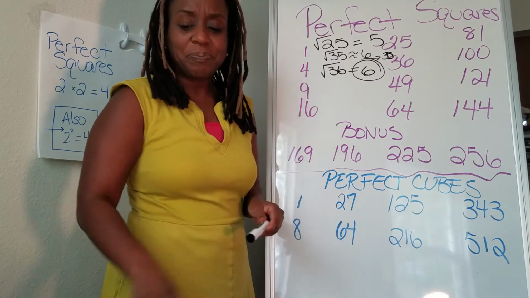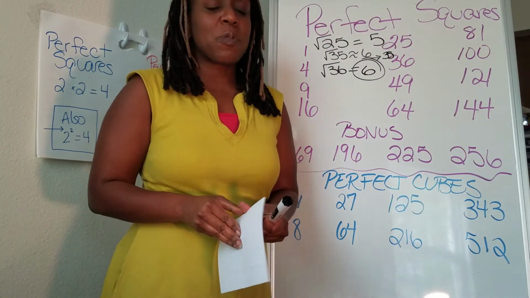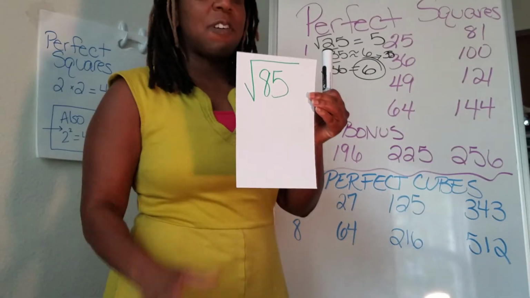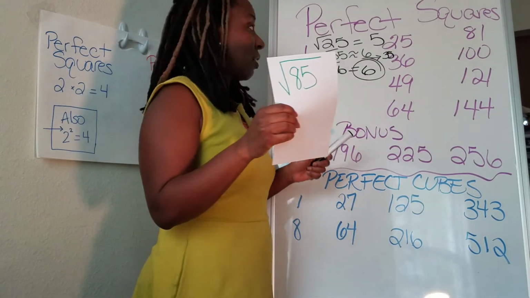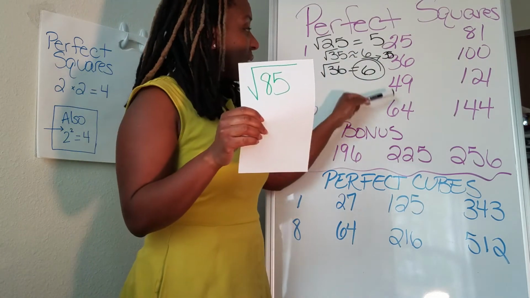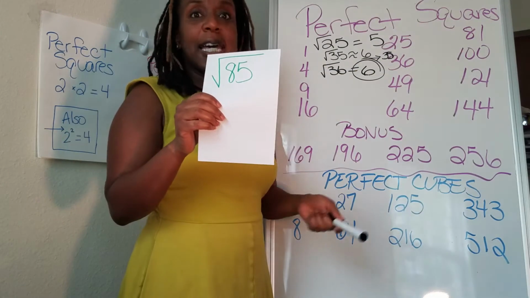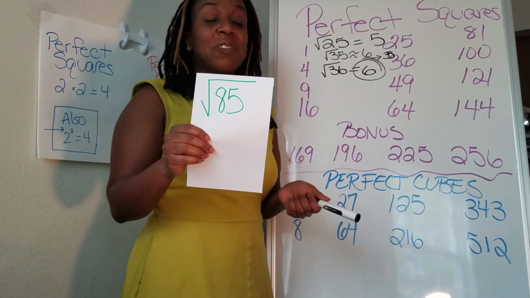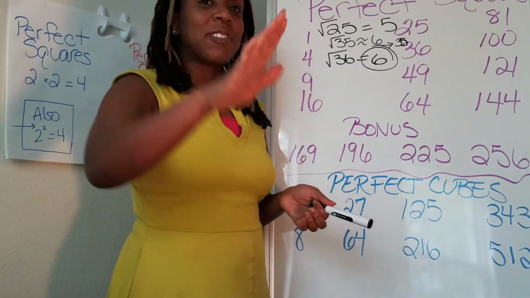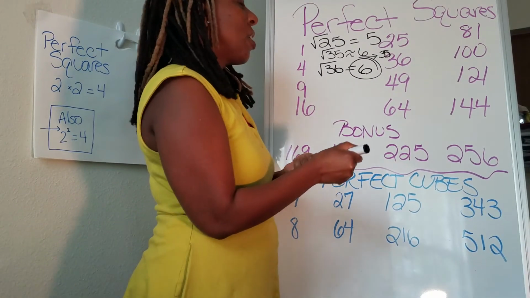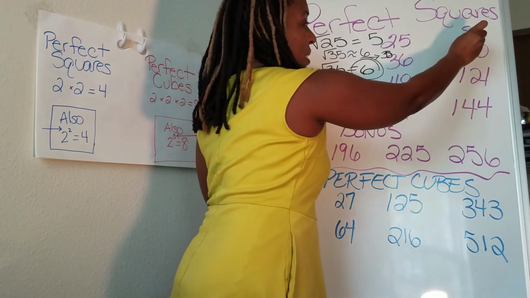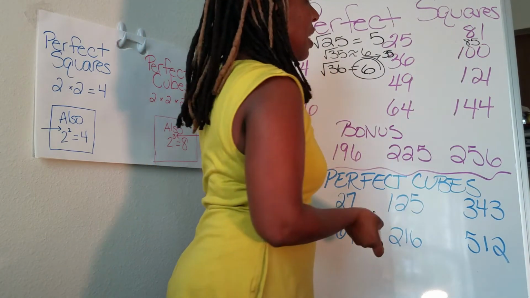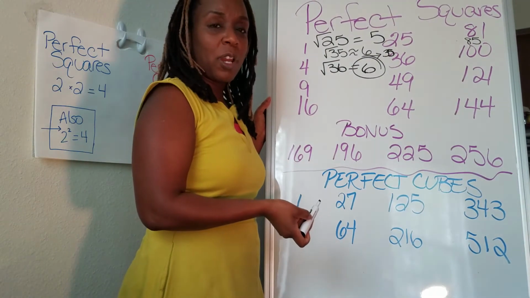Let's try another one. What about the square root of 85? So the first thing we're going to do is look on our list. Is 85 on our list of perfect squares? It is not. So 85 is not a perfect square, so we have to approximate it. We have to see what it is closest to. Well, 85 is going to be somewhere in between here, right? 85 would go in between 81 and 100.